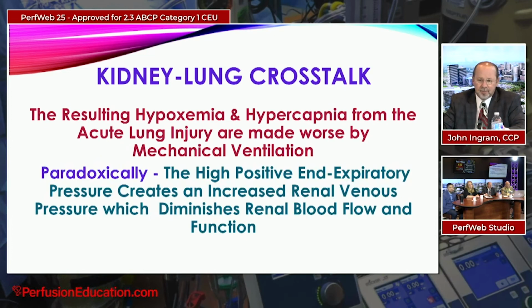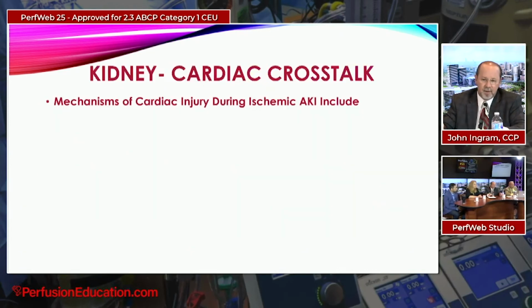Paradoxically, the high PEEP creates an increased renal venous pressure, which now diminishes renal blood flow and function as well. So in addition to the inflammatory communications, you now have a hemodynamic implication where you have to increase the PEEP. That increases your IVC blood pressure, which increases your renal vein blood pressure. Anytime you increase your blood pressure in the renal vein, it's detrimental to the kidney, and it doesn't take much. On the outflow, coming out of the kidney, so you're back-stuffing, right?